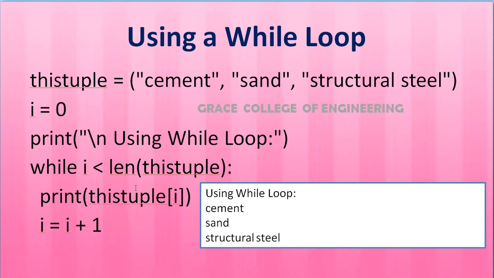Then first i is 0, so cement will be printed. Then the i value will be incremented by 1. So then i value will be 1, so sand will be executed. Then once again the i value will be incremented, so i value will be 2. So structural steel will be executed, until the loop is executed one by one. I hope you all understood the concept and what operations. So many operations we have used in this tuple. Right. Based on that, let's write the program.